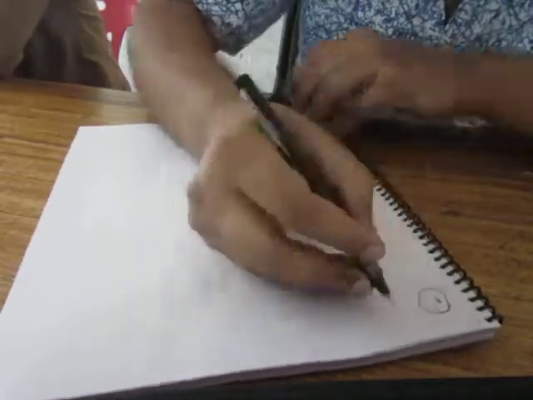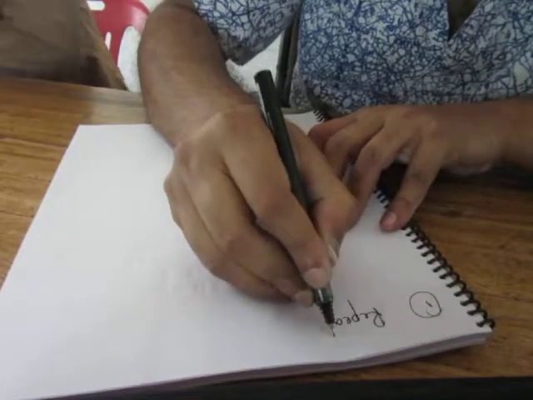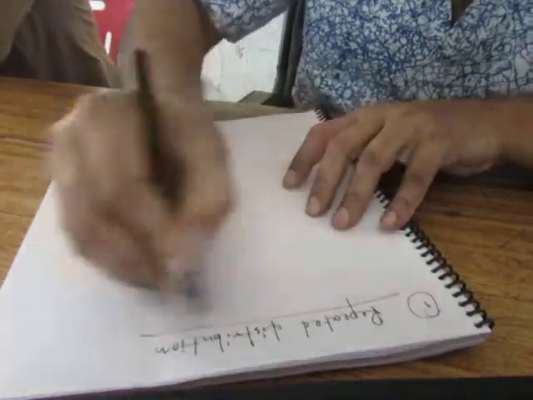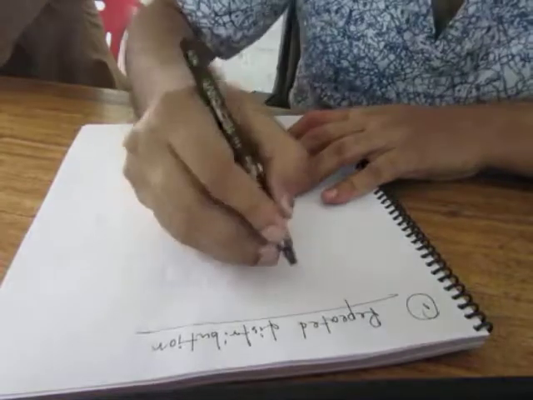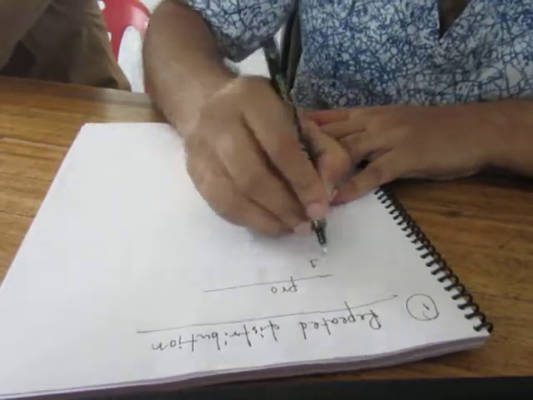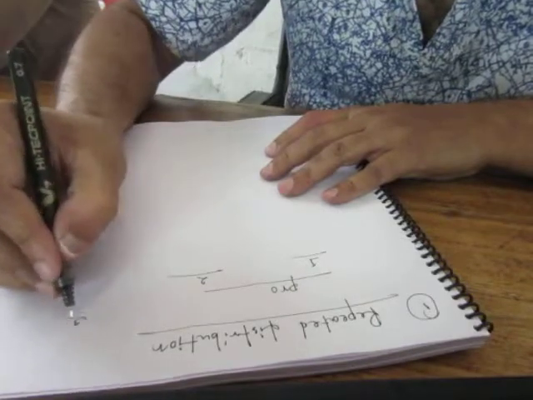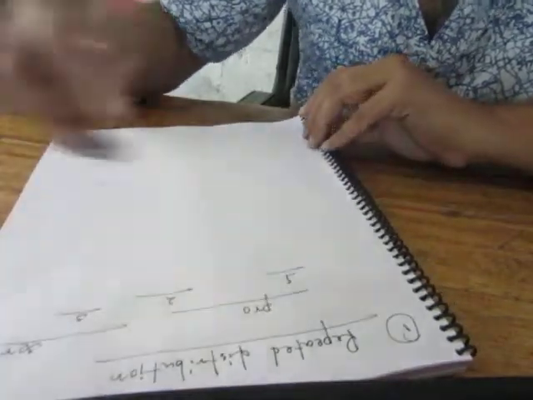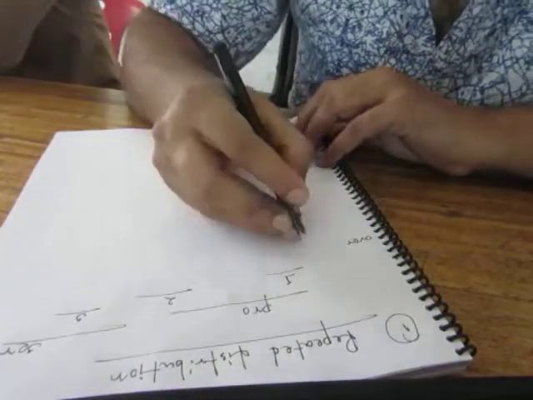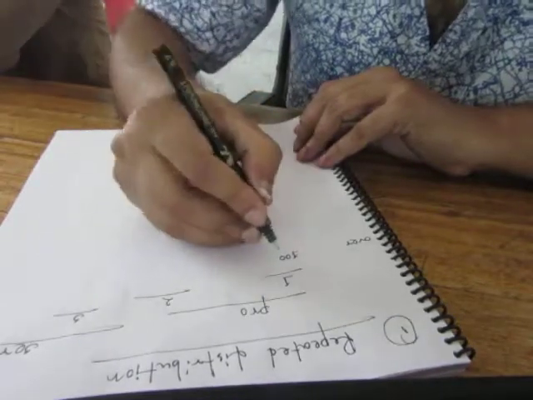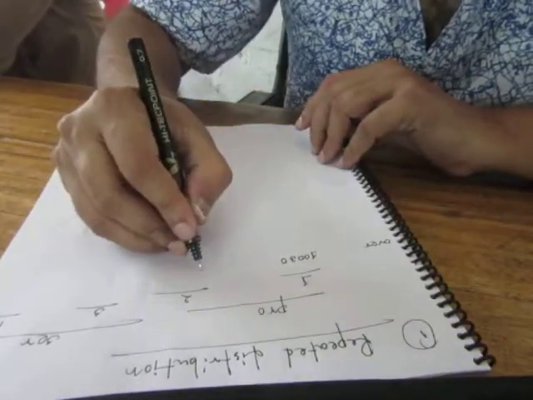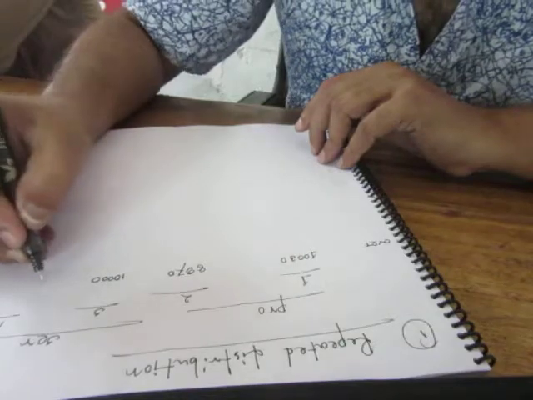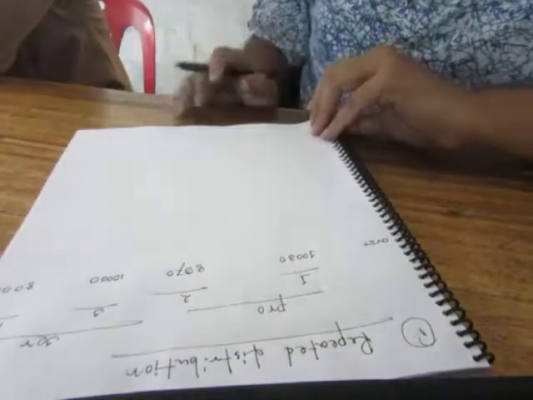Number 1, repeated distribution. How can we do that? For example, our production departments 1 and 2, and service departments store and maintenance. Initially their overheads were 10,030 and 8,970 for the production departments, and 10,000 for store and 8,000 for maintenance.